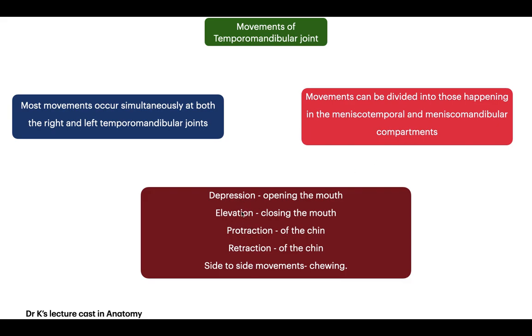These are the movements occurring at the temporomandibular joint: depression, which is nothing but opening the mouth; elevation, closing the mouth; protrusion or protraction of the chin; and retrusion or retraction of the chin; and side to side movements, which we call chewing. So these movements are very important for us. Let's see how the mechanism occurs.